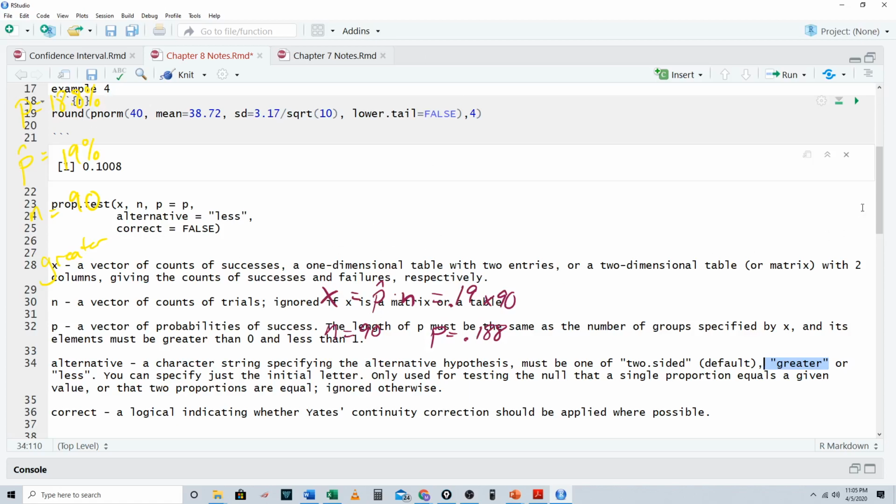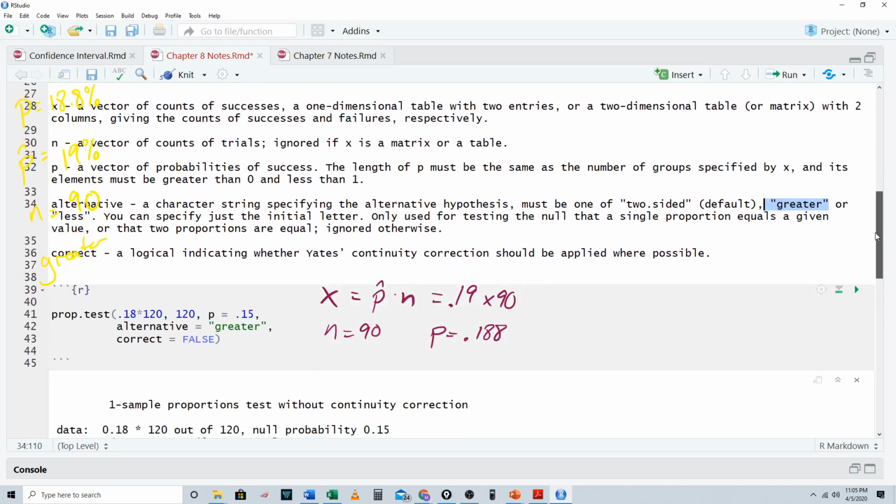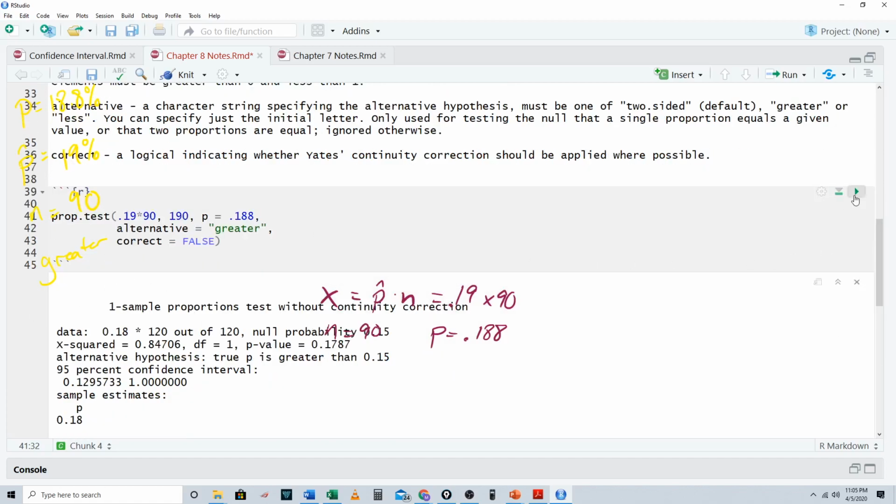This is all we have to put in. So we're going to put this in. Again, I don't have to find that value, so I'm going to do 19 times 90, and then 90, and then this was 0.188. We want a greater than, so it's greater. I'm good. Now you're going to get all this information, so let's see what we're going to get here.